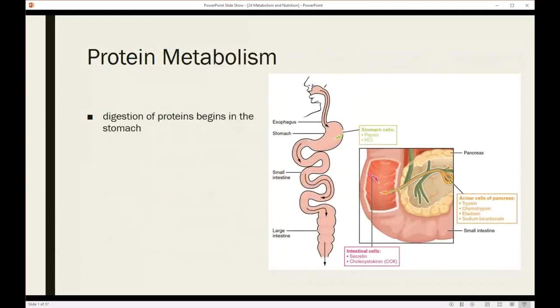So for protein metabolism, the digestion of proteins begins within the stomach, okay? And so in the stomach, we have the pepsin and the hydrochloric acid, and then down into the intestine, we have secretin and CCK, and then the acinar cells of the pancreas, they release trypsin and chymotrypsin and elastase and sodium bicarbonate.